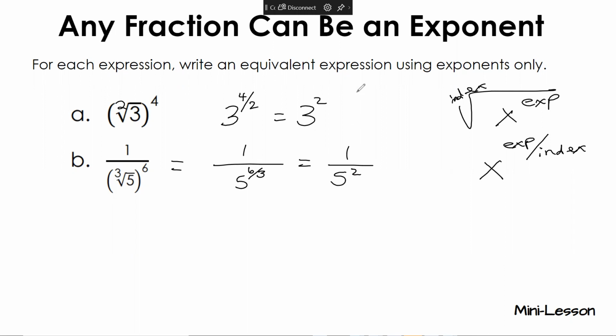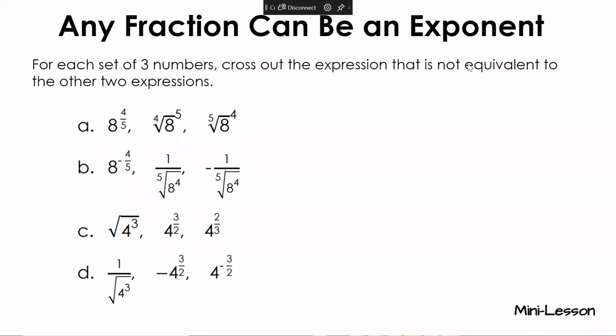All right. So for each set of 3 numbers, cross out the expression that is not equivalent to the 2 other expressions. So for instance, we have this 8 to the 4/5. Okay. How do we write that out in radical form? Well, we're going to put 8 underneath the radical. We're going to put 5 in the little cubby hole, and 4 is going to go as my exponent. So, ta-da, this guy is wrong.